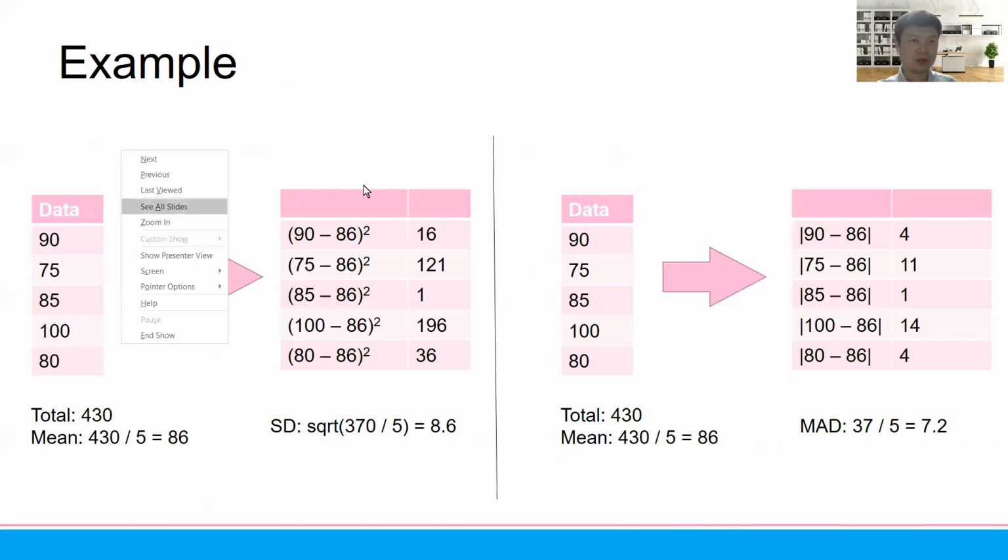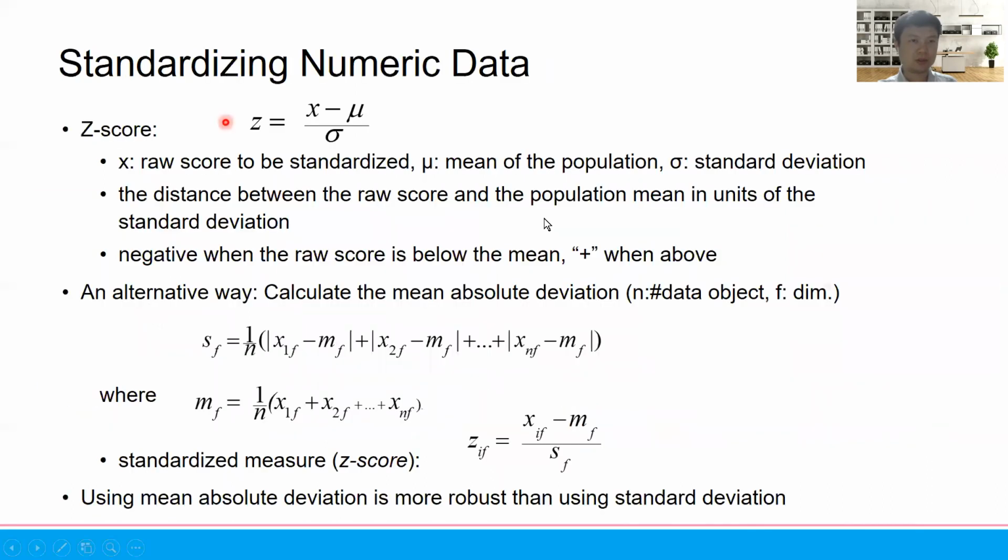When we deal with the Z-score, this is the formula. X is the raw data, mu is the mean of the population, and tau is the standard deviation. We want to measure the distance between the raw score and the population mean in the unit of the standard deviation. And when the raw score is below the mean, the value is negative, then we just give the plus.